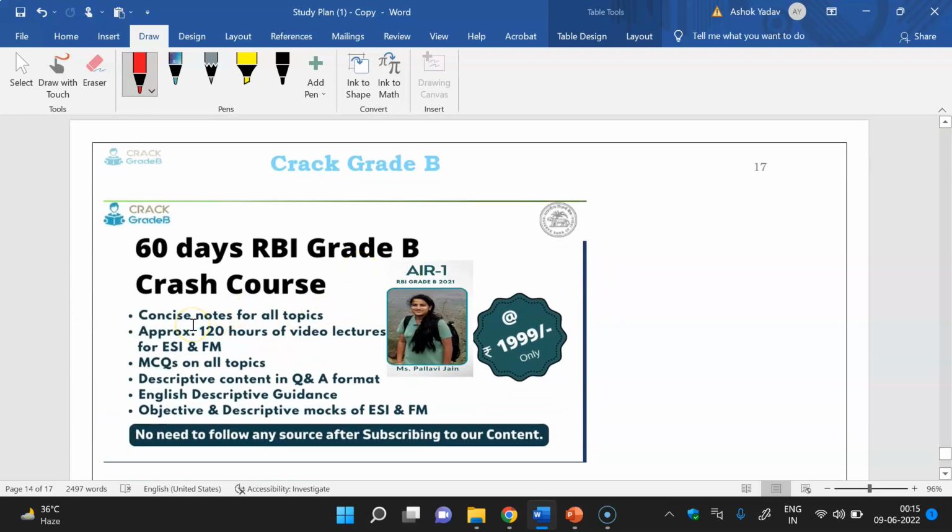And this is our course for RBI Grade B. You can easily cover it in less time. If you have basic knowledge, you can easily cover it. And keep studying, don't waste your time. If you have any query or need any guidance, you can contact us.